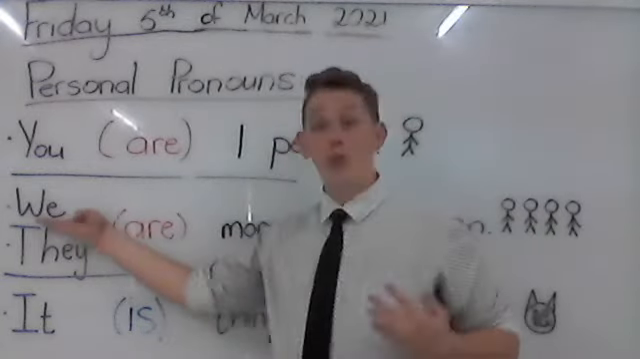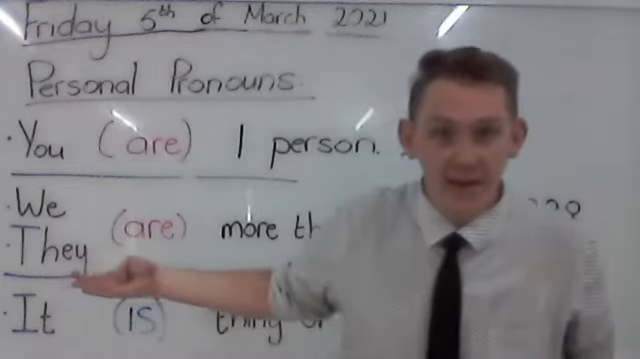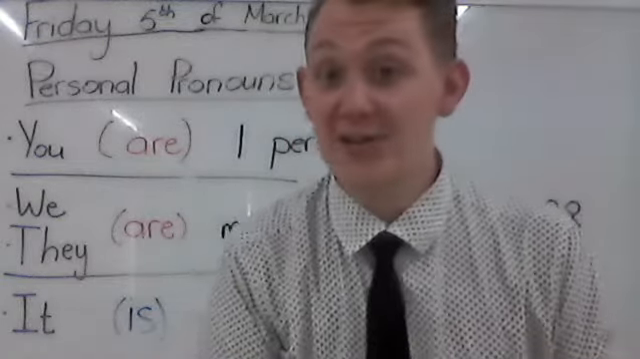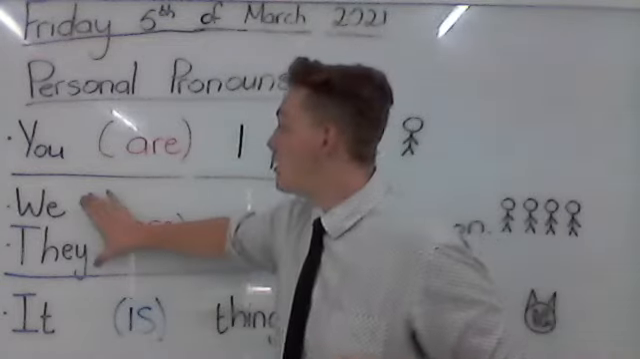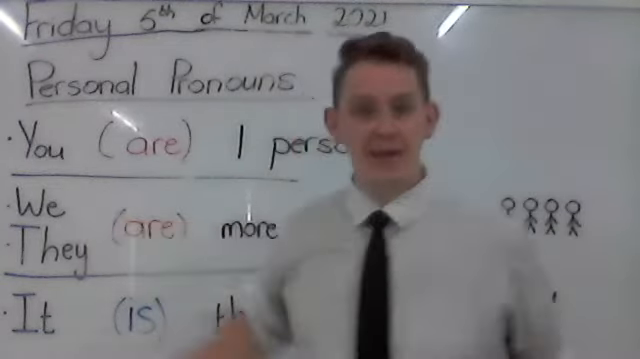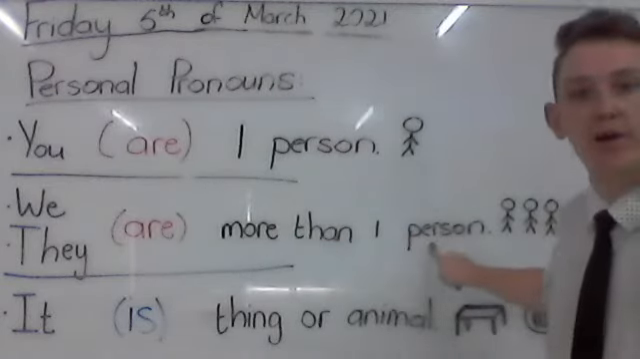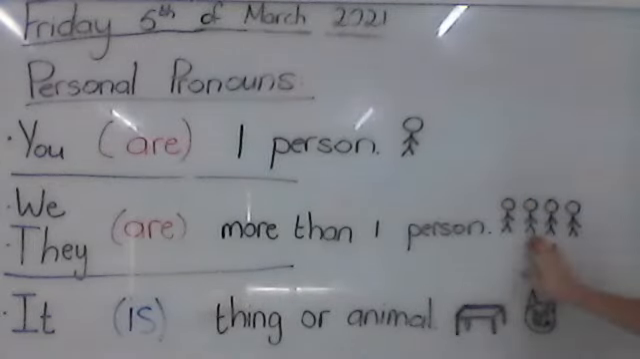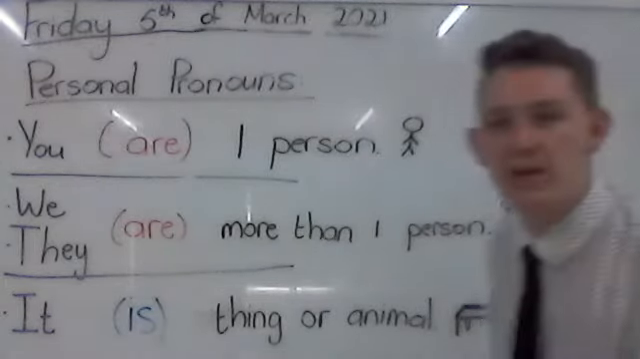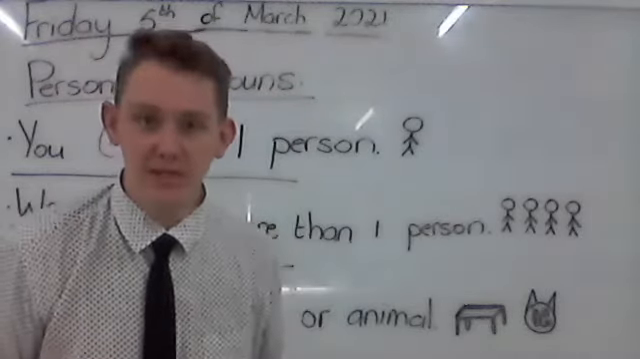We have we and they. Okay, so now I need you to listen to me very carefully. When we talk about we and they, it is more than one person. So not one person. Look here. There's a lot of people right there. So more than one person.